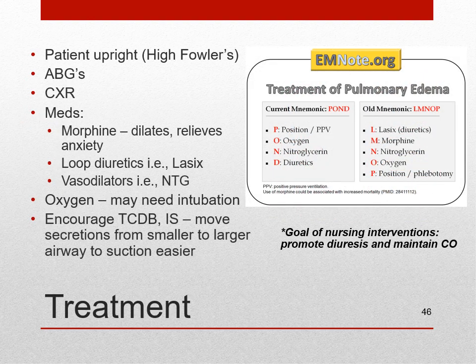Of course, if you have pulmonary edema, there are several mnemonics on treating it. The main thing is to make sure they're on oxygen, do ABGs, and do a chest x-ray to see how much congestion there is in the lungs. We can give our drugs like you do for your MI, your morphine, your nitroglycerin, and of course put them on oxygen. Encourage turning, coughing and deep breathing to move those secretions around so you can cough them up. Remember, our goal with these interventions is to promote diuresing of this fluid and maintain cardiac output so that the heart remains perfusing.